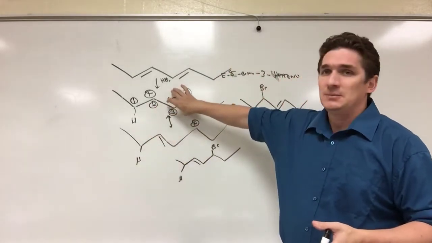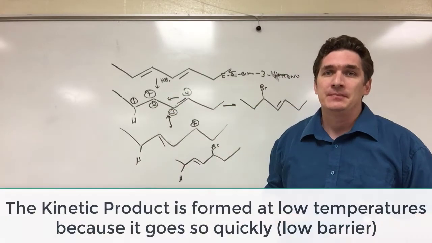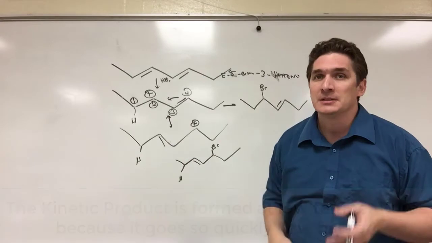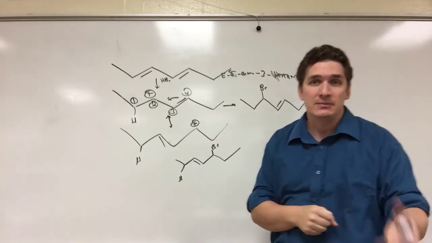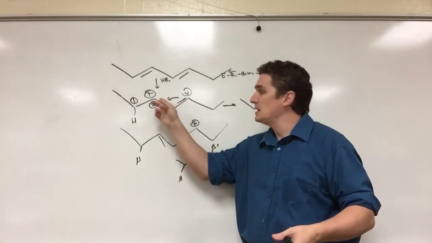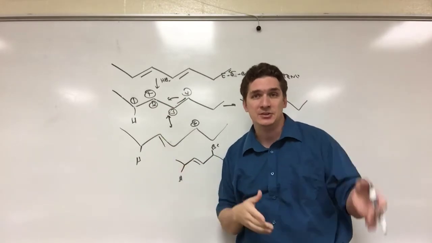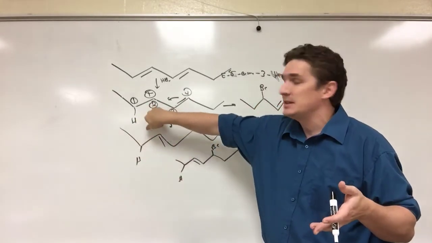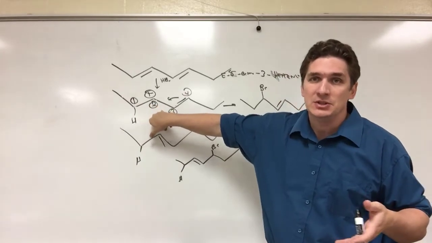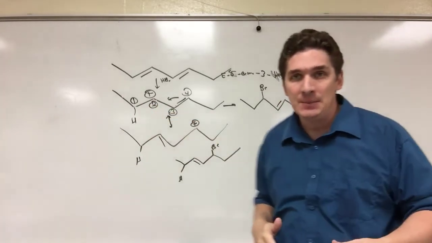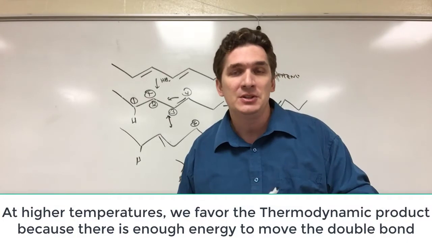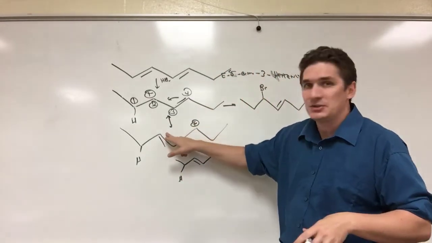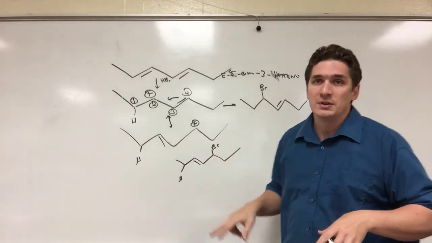This is more accessible at low temperatures, meaning that at low temperatures, we're more likely to form the kinetic product over the thermodynamic product. And the reason has to do with activation barrier. To move this double bond through resonance takes energy. So if we're at low temperatures, the reaction is going to go slow, and it's going to kind of take what it can get. It's going to take this 1,2 addition. If we go to higher temperatures, we provide enough thermal energy to overcome this activation barrier to make this structure and get the 1,4 addition.